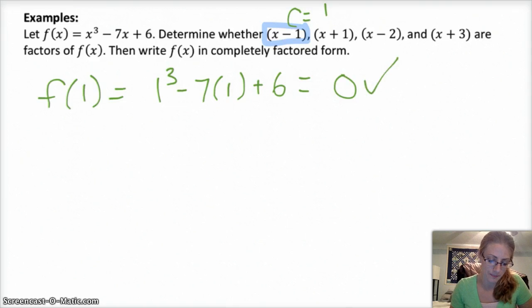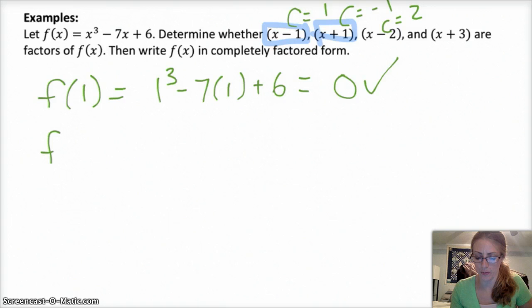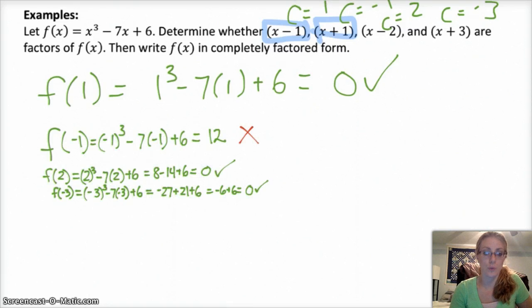Let's check the other ones. So for the second one, c is negative 1. Third one, c is 2. And fourth one, c is negative 3. So just go ahead, check those, see if there's any other factors. So it turns out 1, 2, and negative 3 are all factors. Or x minus 1, x minus 2, and x plus 3 are all factors. The only one that's not is that x plus 1. So these are my factors.